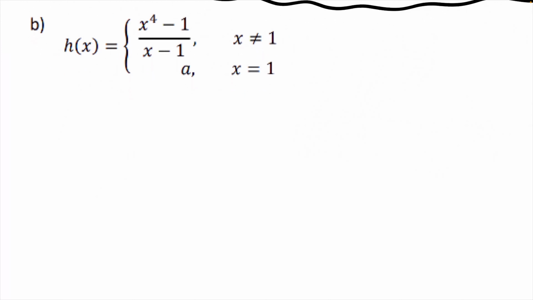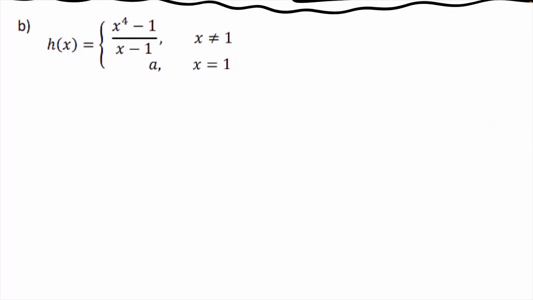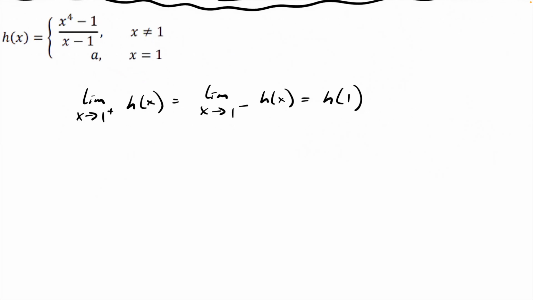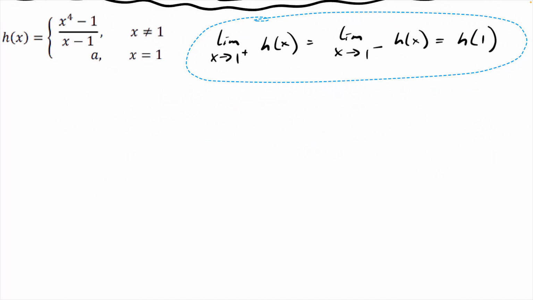So I'm going to use the definition of continuity. That's the limit as x approaches 1 from the right for h of x equals the limit as x approaches 1 from the left for h of x, and then that has to equal h of 1. If all of those are equal, we have something that's continuous at 1. If one of those is off, it's not continuous, and we don't want that. They said it has to be continuous.